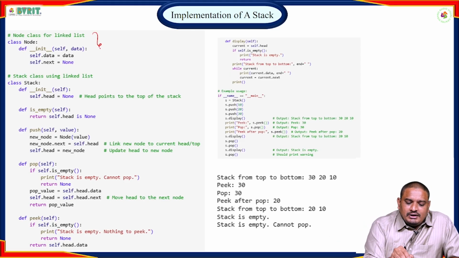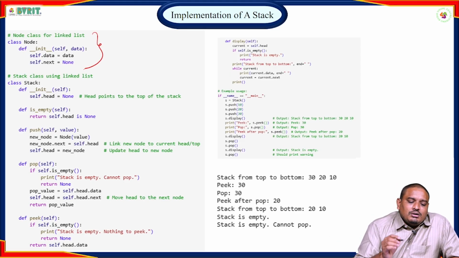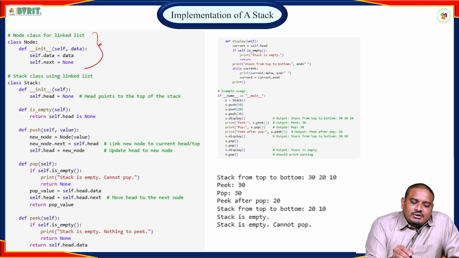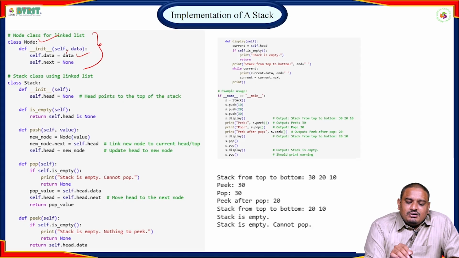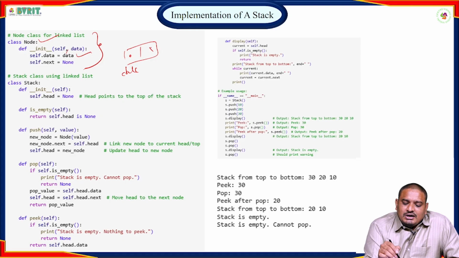First, we can create the node. That node can be created by using class Node, def __init__(self, data). Self.data is the data, meaning this one is the data. The next node is not there. Whenever we insert a new element, only at that time it will be linked to the next element.